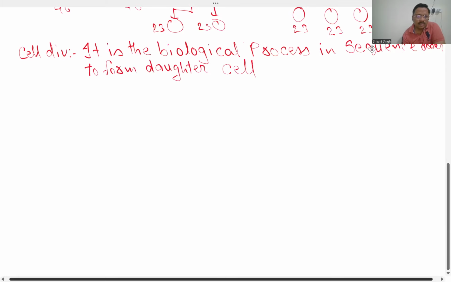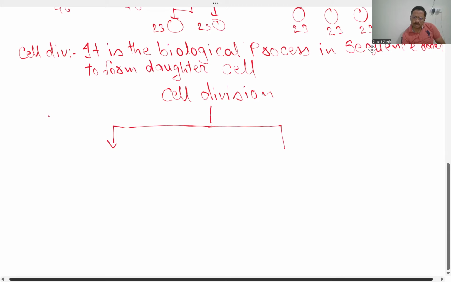Now, suppose this is the cell division. Is it okay, beta? Cell division has to be in two parts. The process is going to be completed in two steps. First is interphase.